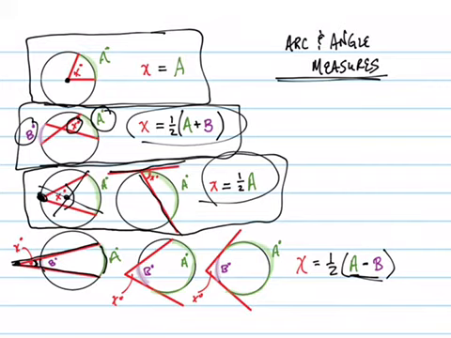You could have two secants, like in this case. You could have a secant and a tangent, like in this case, or two tangents, and all of them have the same property. It's the bigger arc minus the smaller arc, and half of that is the angle measure right there.